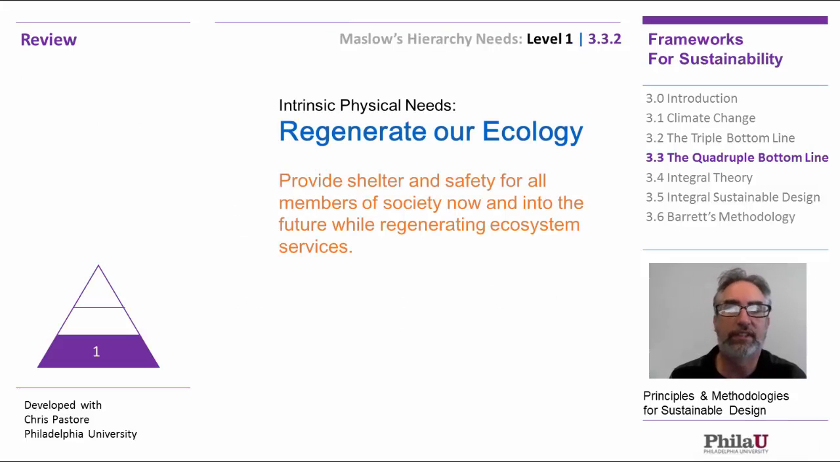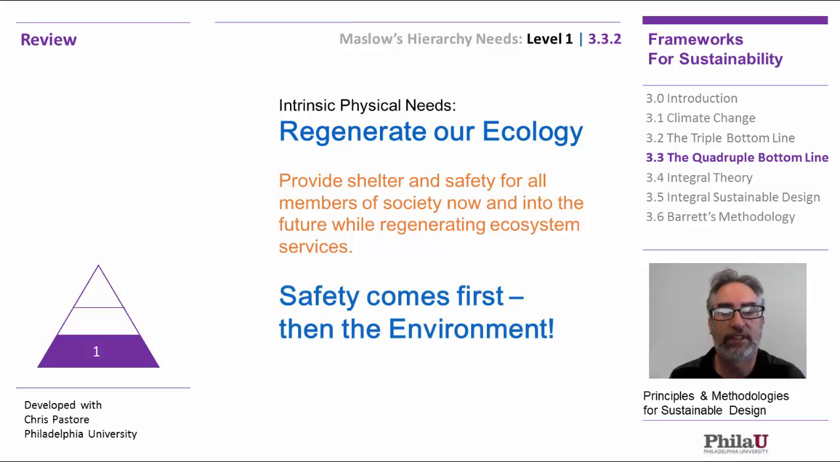So let's start with this first level of needs. And on the left side, you see a little pyramid with the number 1. That means that we're looking at the basic human needs, physiological needs, and safety needs. And so what I have is a little mantra here that says, regenerate our ecology. So in order to meet those needs like food, water, shelter, we need to have an ecology that's stable not only now, but also well into the future, so that future generations can meet those same needs. This is a basic requirement of sustainability.